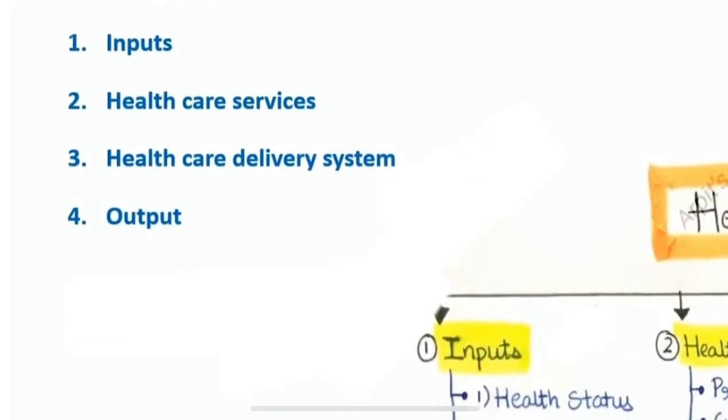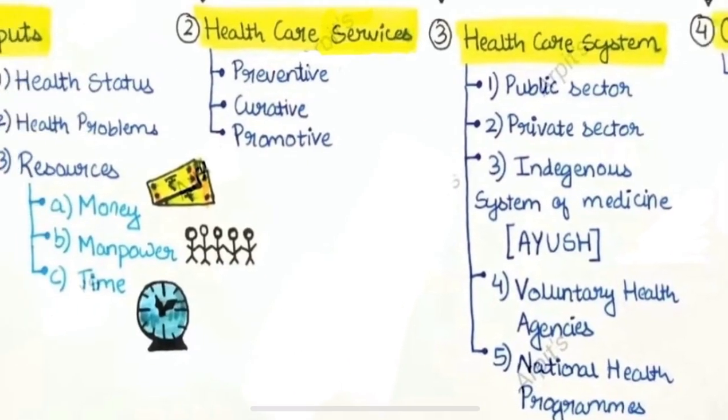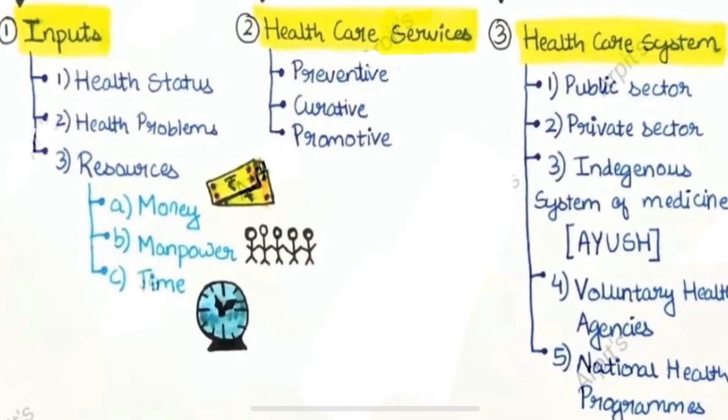We saw input. Next, healthcare services. The healthcare services are designed to meet the health needs of the community. So why are they designed? To meet the health needs of the community. In order to fulfill the inputs, these services are designed. These services include preventive, curative, and promotive care. So we see that in the health services, we are providing the community preventive care, promotive care and curative care.